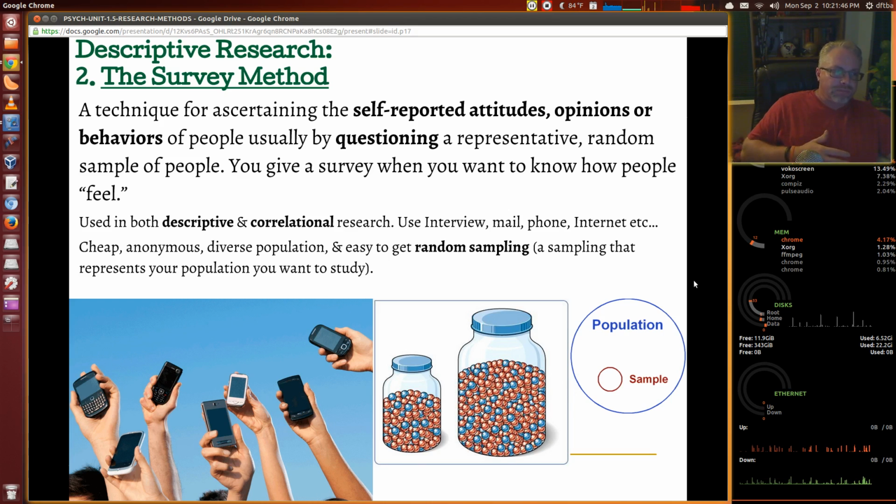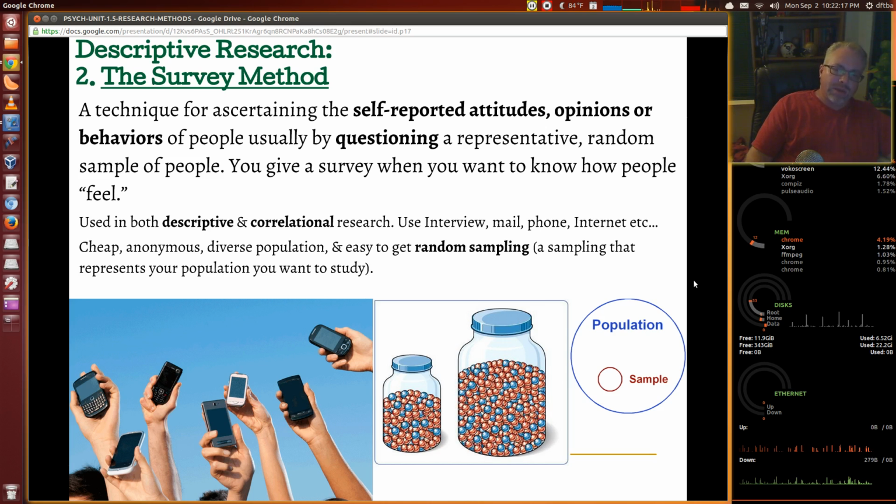So it's a technique for ascertaining the self-reported attitudes, opinions, or behaviors of people, usually through a questionnaire. And you're going to question a representative or random sample of people. You could use this in descriptive and correlational research, using interview, mail, phone, internet. I used Google Docs the same way. It's usually pretty cheap. It's a diverse population. You could usually get to more people. And it's easy to get a random sampling.